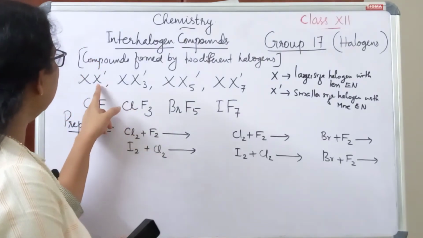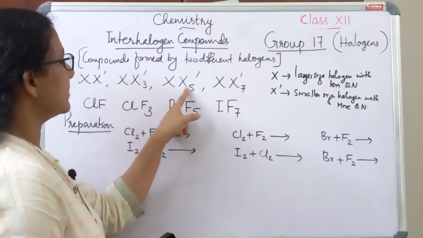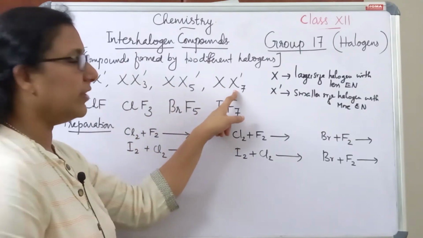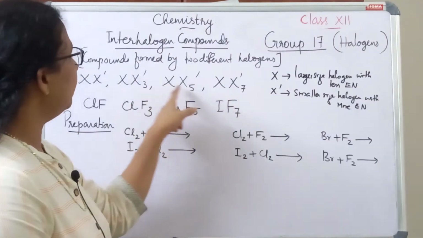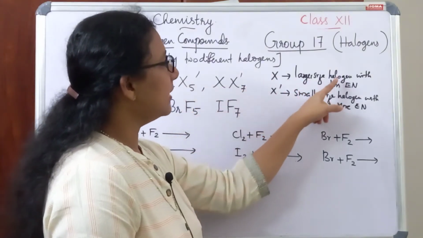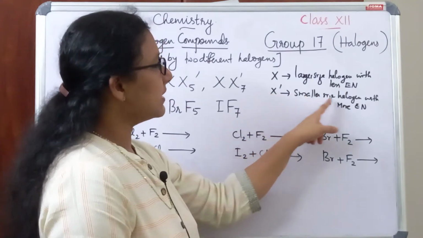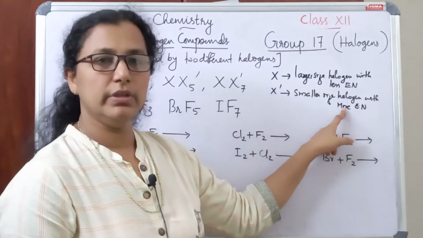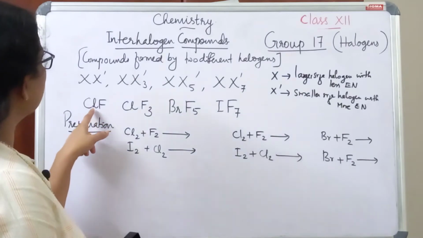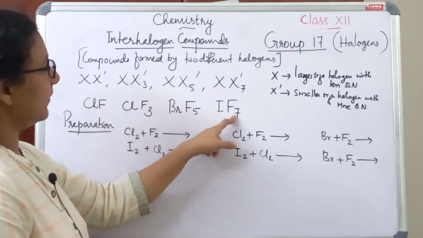They are of the type XX', XX'3, XX'5, XX'7. So these are the type of interhalogen compounds where X is a larger size halogen with less electronegativity and X' is a smaller size halogen with more electronegativity. So let's see some examples: ClF, ClF3, BrF5, IF7.